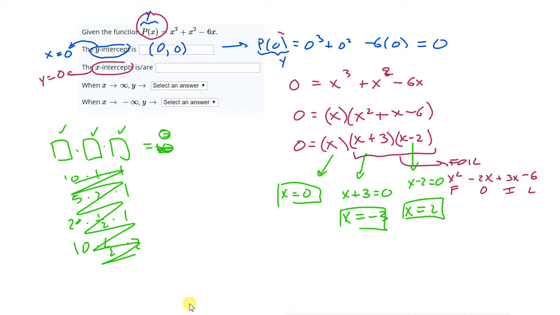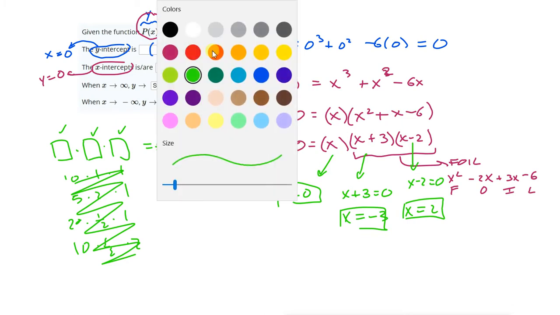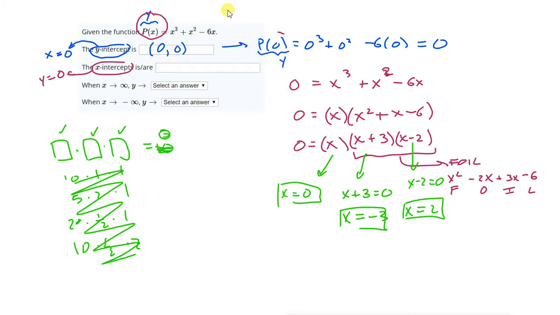Okay? Now, the next issue is, what about this, what's called end behavior? This is the end behavior question. Okay, what's a good end behavior color? I don't know, go orange, I guess. This is the end behavior.